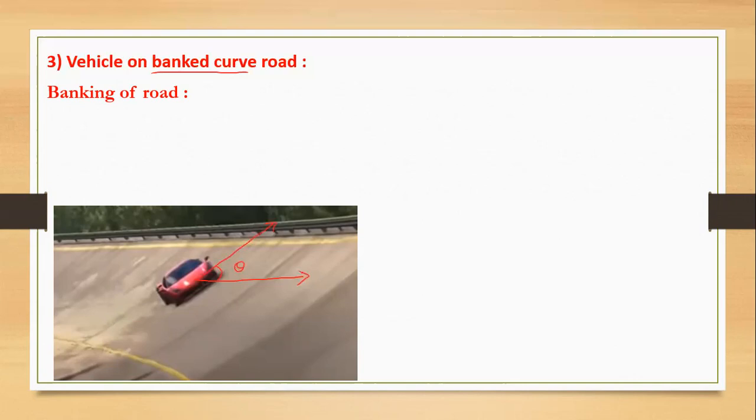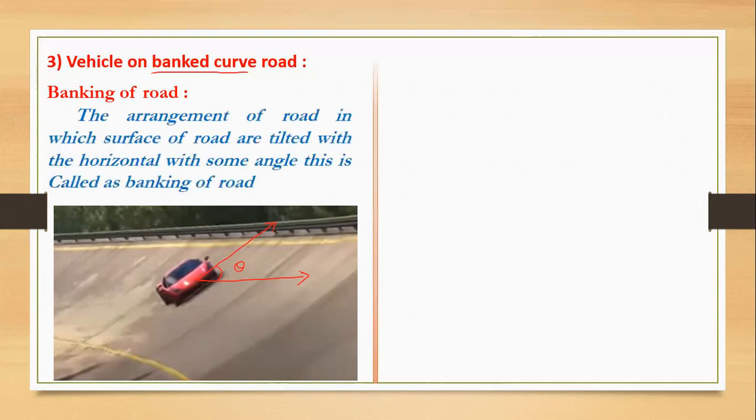Basically, banking of road is the arrangement of road in which you can see the outer portion of the road is inclined over the inner portion with some angle. You can see in the definition also, it's the arrangement of road in which the surface of road is tilted with the horizontal with some angle, and this is called banking of road.